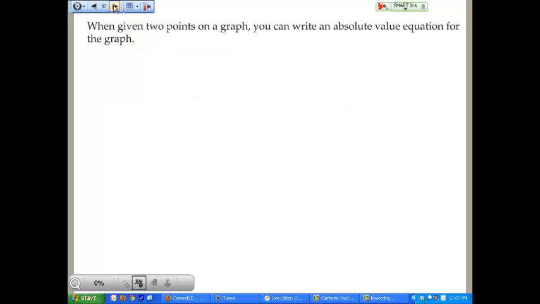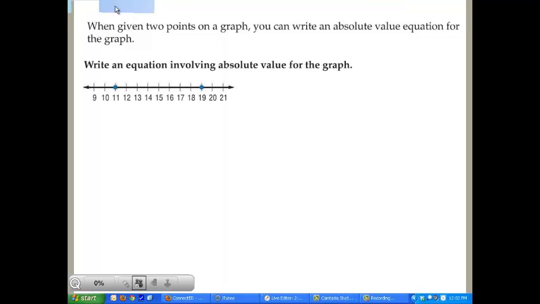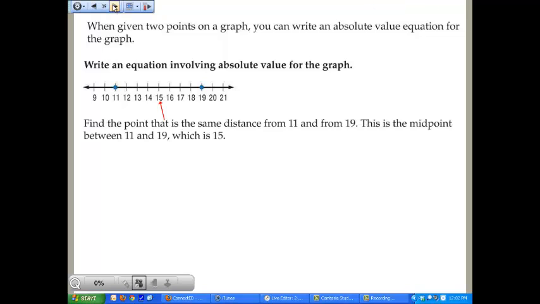When given 2 points on a graph, you can write the absolute value equation for the graph. Let's take, for example, if we had the points 11 and 19, and we want to write an equation involving absolute value. To do that, the point that is the same distance from 11 and 19 is 15. So that's going to be the midpoint, the point which is halfway between them.